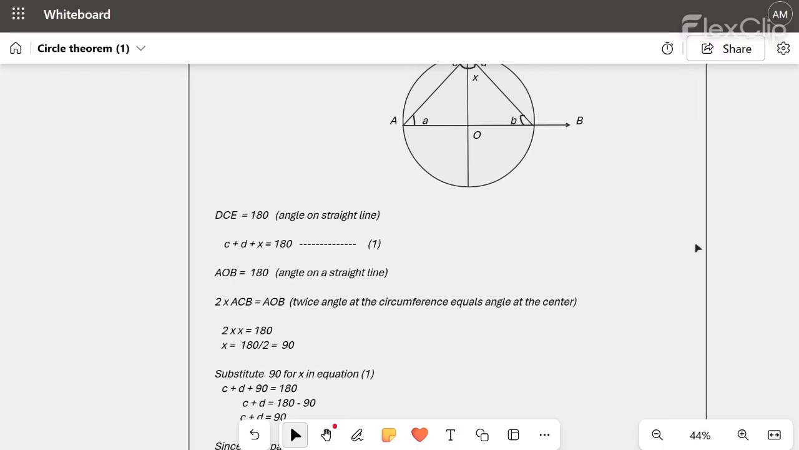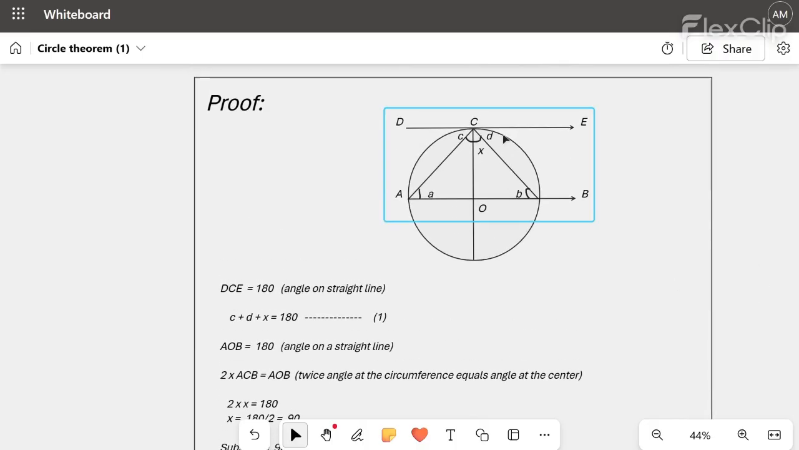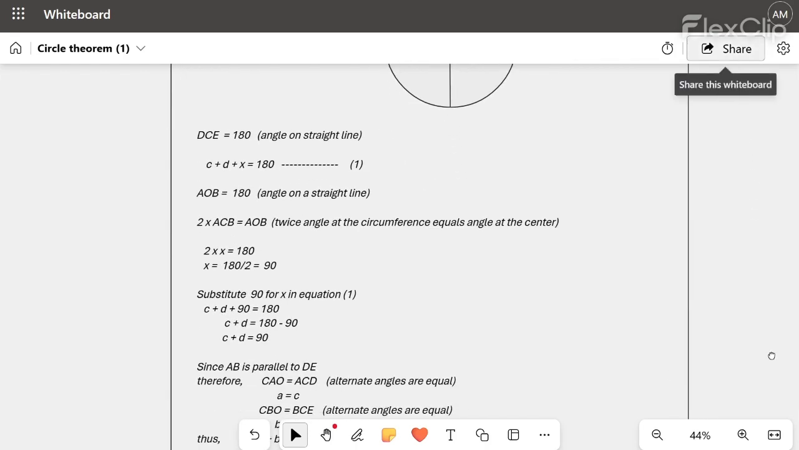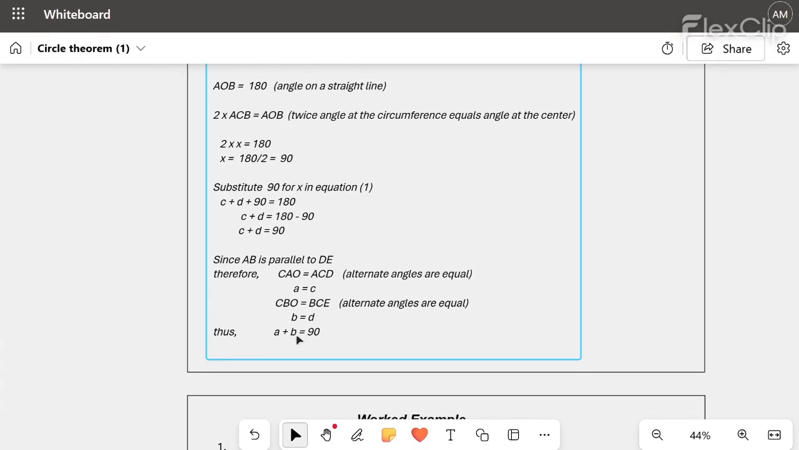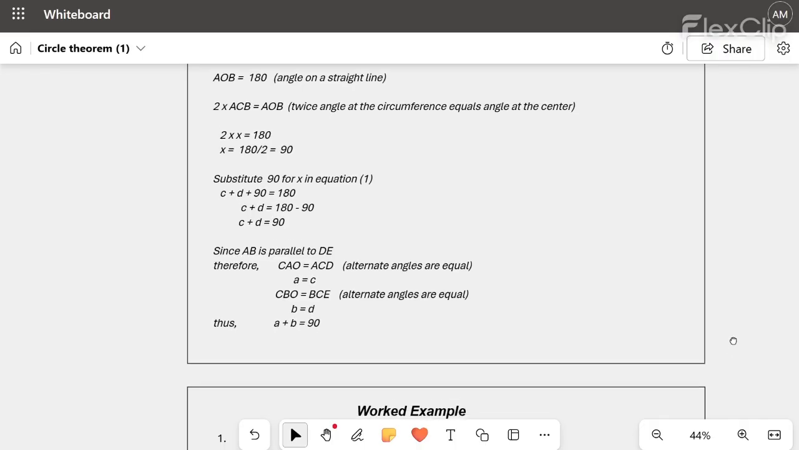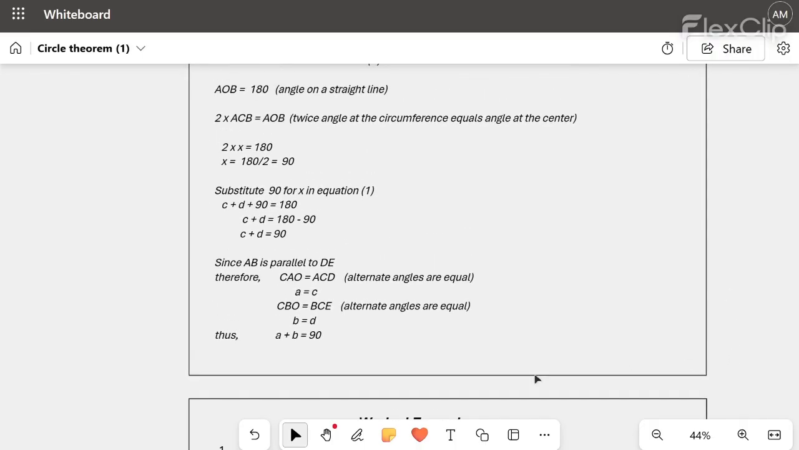Let's look at what that means now. Here is also an alternate angle. The angle that is here is equal to the angle that is here because of this transversal line that connects these two parallel lines, which says angle B is equal to angle D because they are alternate angles. Thus angle A plus angle B is equal to 90 degrees, as we said earlier in this video. At the end of it, we have tried and proved that angle A plus angle B is equal to 90 degrees.